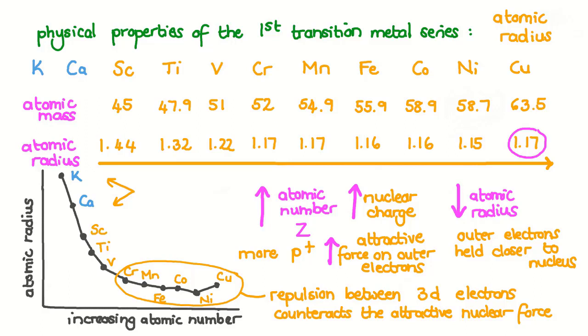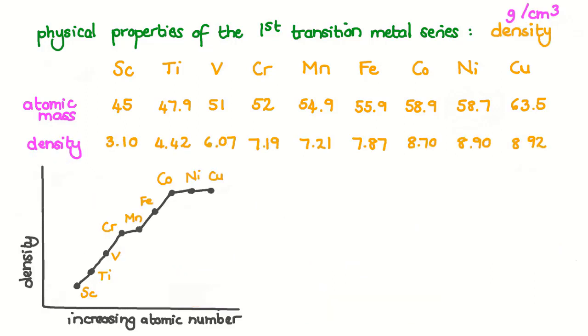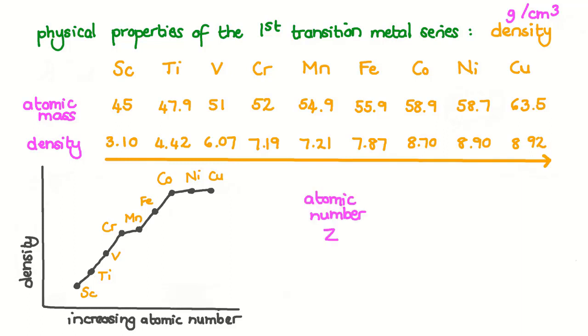Now we know about the atomic radius trend, but what about density? The densities of these period 4 elements are shown here. They are given in grams per centimeter cubed, and the values are roughly plotted here on a graph to show us the general trend visually. We can see that going from left to right across this series, as the atomic number or number of protons increases, so the density increases.